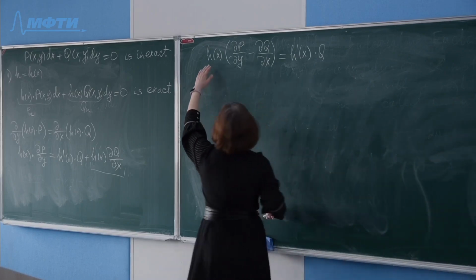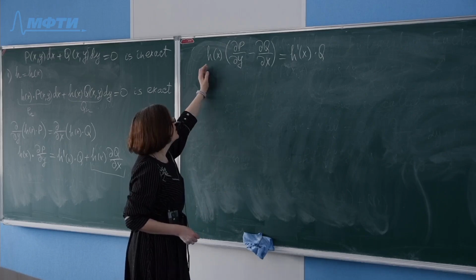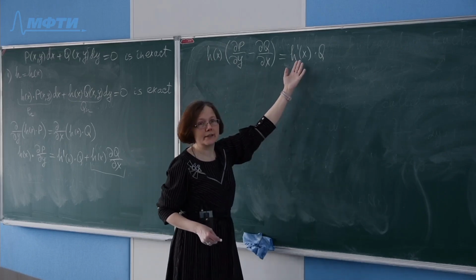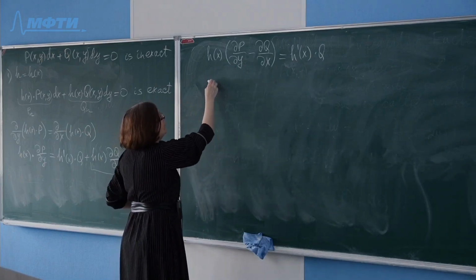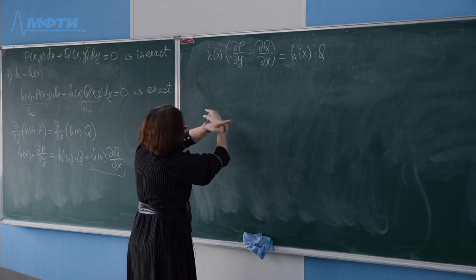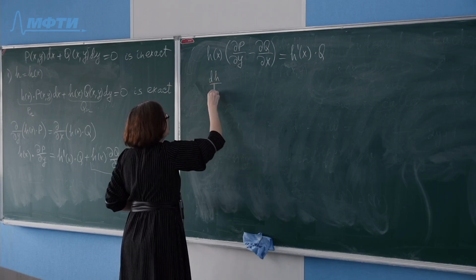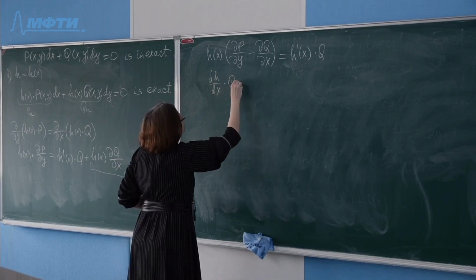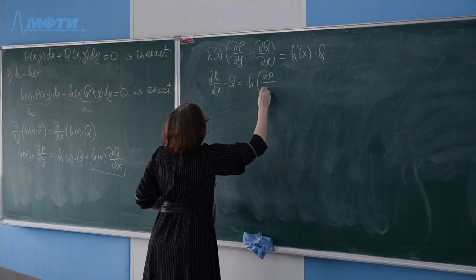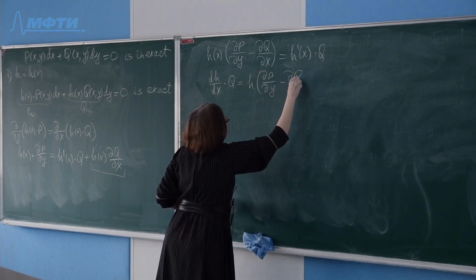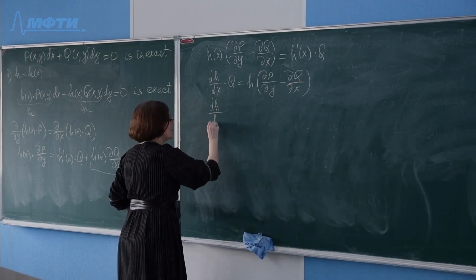Okay, right. Now the question is how to find h. So now the variables can be separated, right? So h and h here. We have the following. Just change the side. So it will be dh over dx times Q equals h times dP over dy minus dQ over dx. And then dh, we separate the variables.